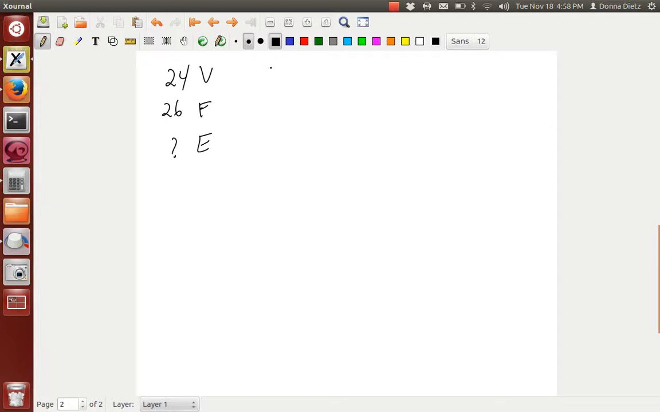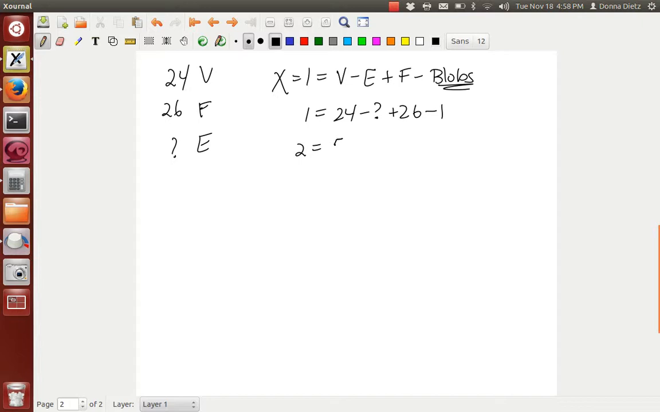All right, so what we do is chi is equal to 1, which is vertices minus edges plus faces minus blobs. This is my very technical word for volume elements. All right, so we have 24 minus, I don't know what, plus 26 minus 1. We're going to solve for that question mark. Add 1 to both sides. We get 50 minus question mark. So we should have 52.